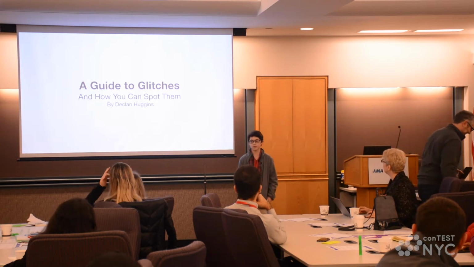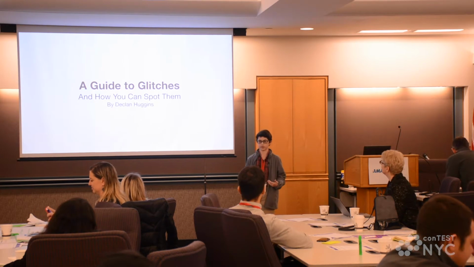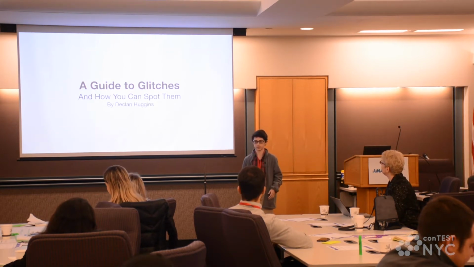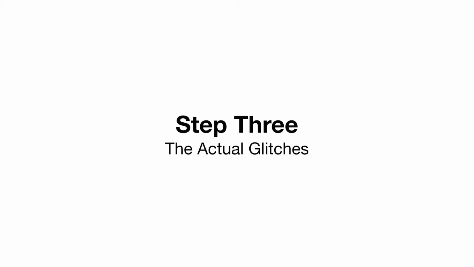Good luck. So in this, I'm going to teach you what a glitch is, what I think a glitch is, and it's a 3-step process, basically: what it is, how you can find them, and what I actually have found. So step 1, of course, is what is a glitch. It might also be referred to as a bug, but they're a little bit different. Step 2 is how to find the glitches, like actually going into something and finding a glitch. Step 3 is the result, what I actually found.